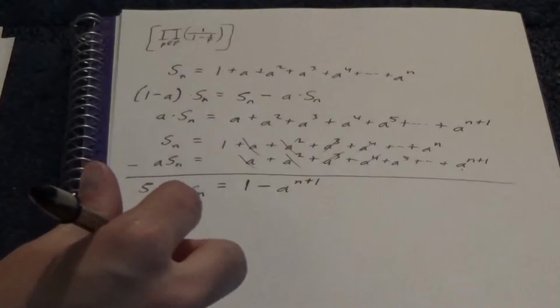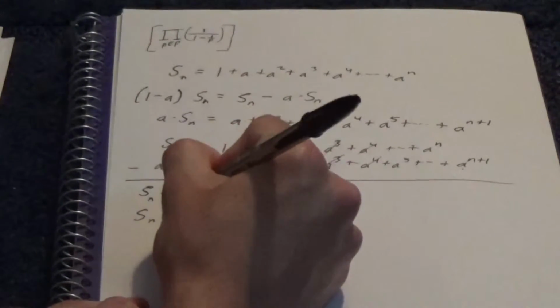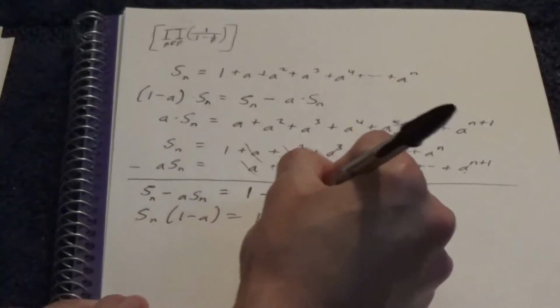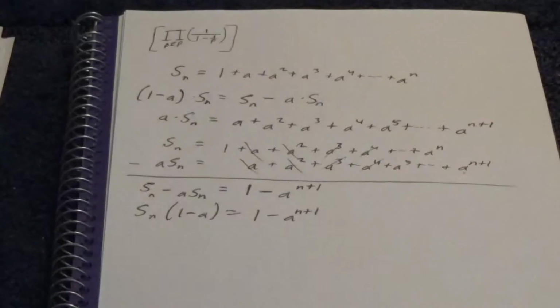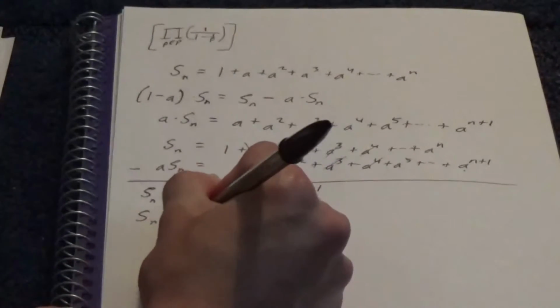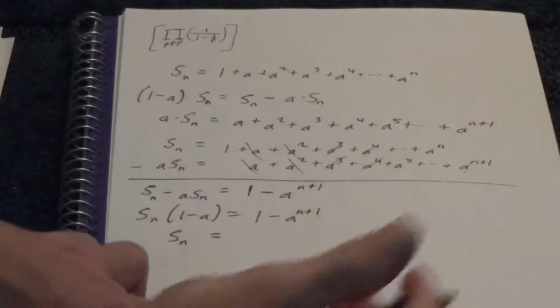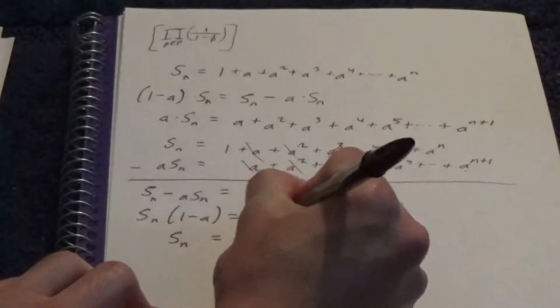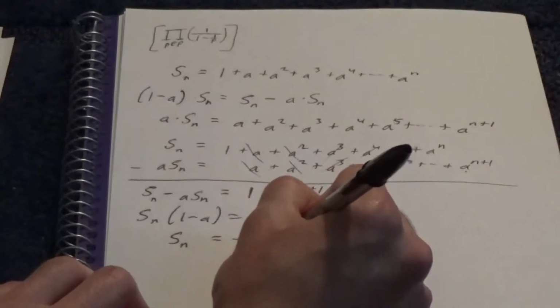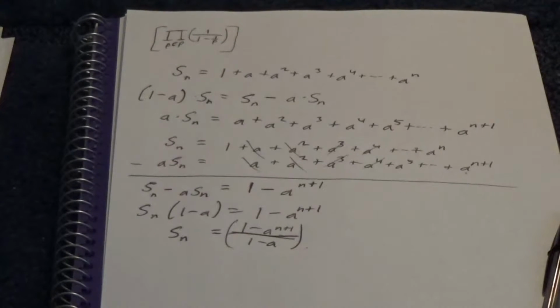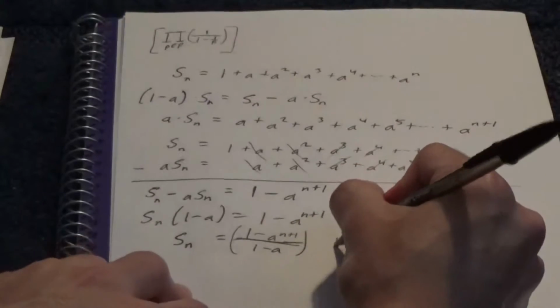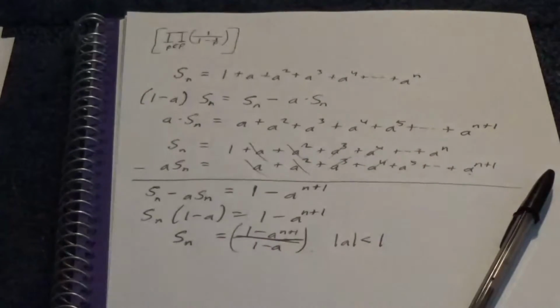From here, we can factor out an S sub n on the left hand side of the equation. So this is S sub n times 1 minus a equals 1 minus a to the n plus 1. And now we can divide both sides by 1 minus a, so we get S sub n equals 1 minus a to the n plus 1 over 1 minus a, which is, as many of you know, a shorthand formula for evaluating any kind of geometric series, assuming it converges. And it converges whenever the absolute value of a is less than 1.